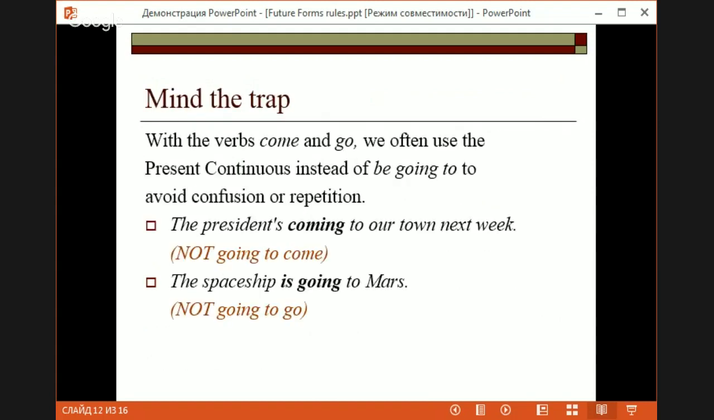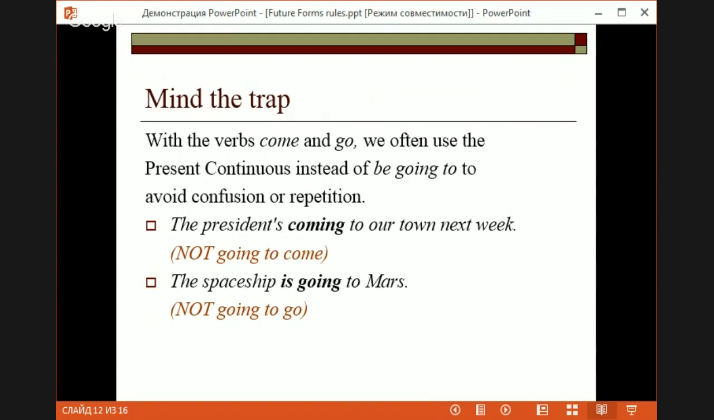Please keep in mind that to avoid tautology, it's better after this construction not to use the word come or go. You can use just present continuous instead. The president is coming to our town next week, not going to come. Or the spaceship is going to Mars, not going to go.